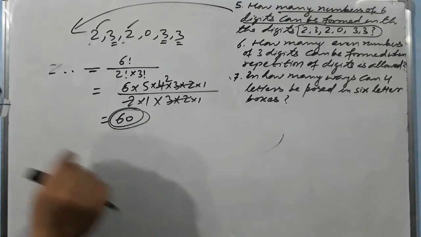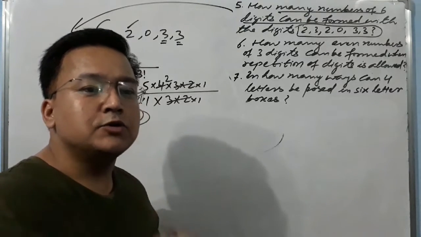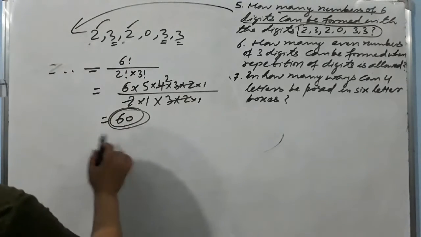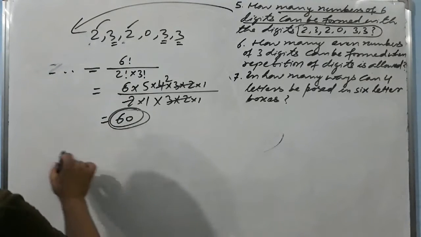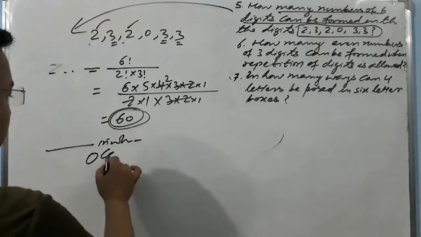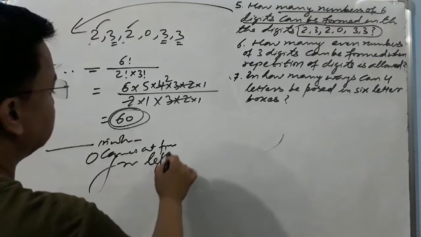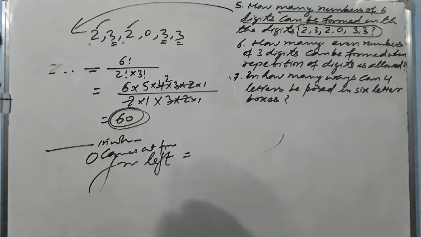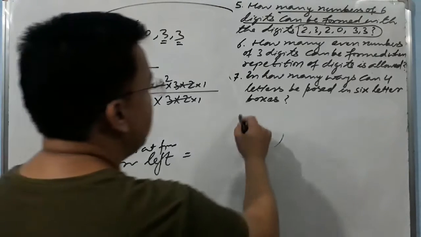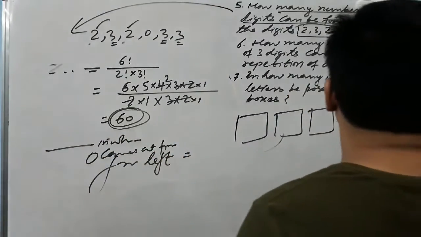Now we have to find out exactly 6 digit numbers. Exactly 6 digit number means we should not start with 0 from the left side. So let's find out now the arrangements in which 0 comes at first from the left side. So how many?